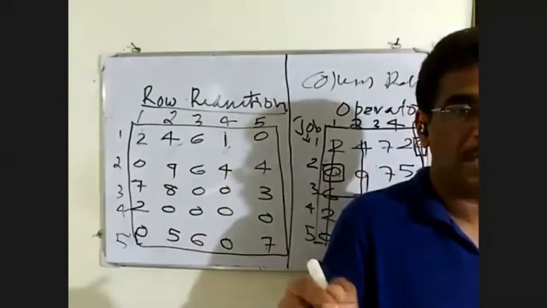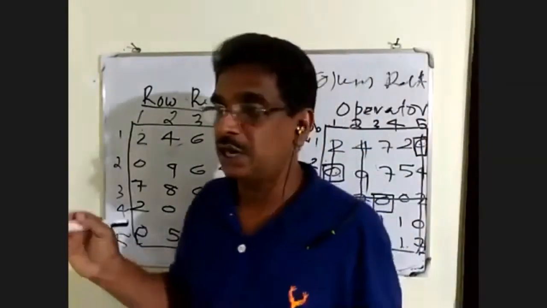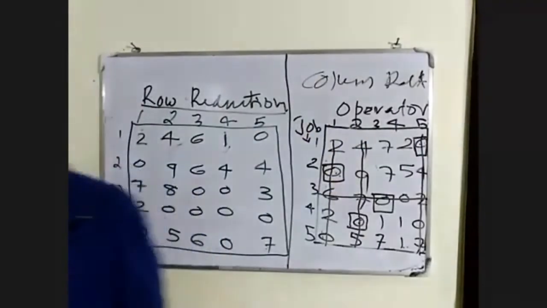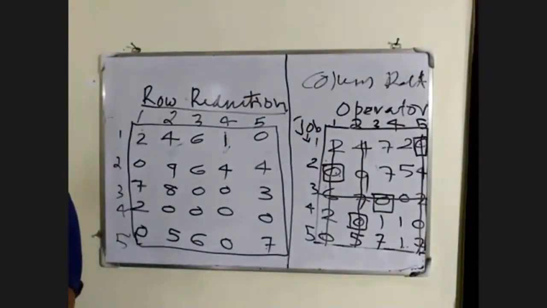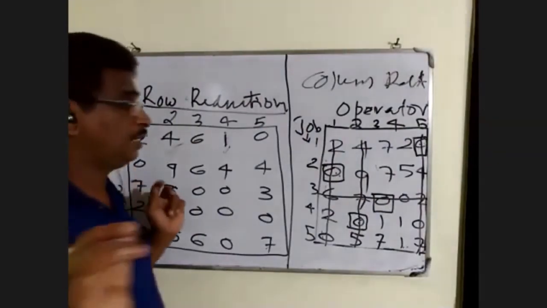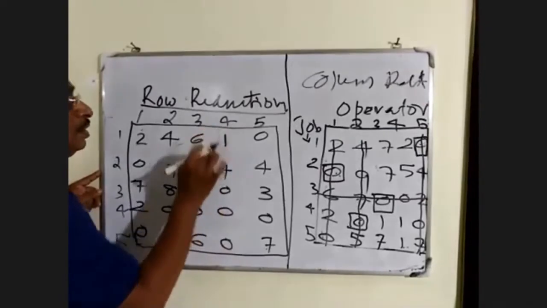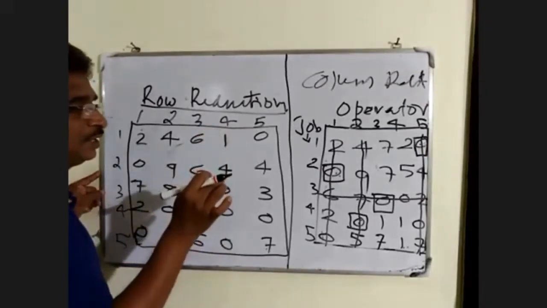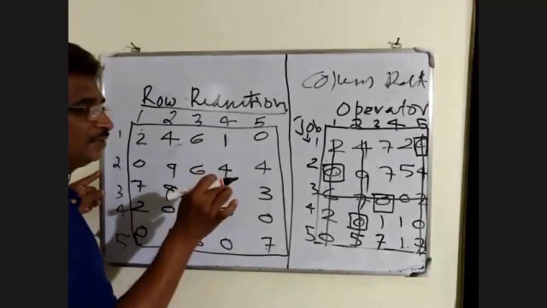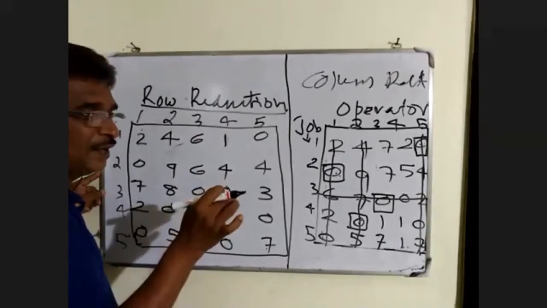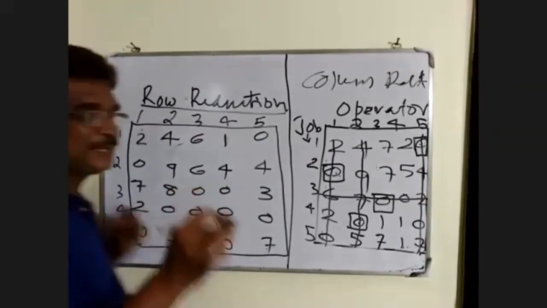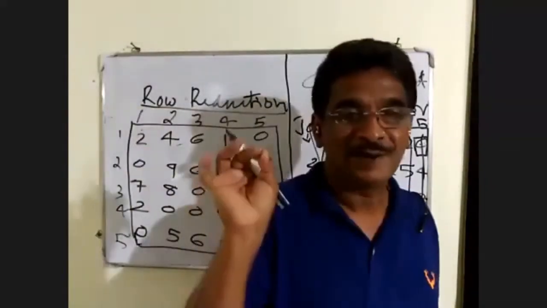Again do the row scanning. Okay, we try row scanning. What do you have to do in row scanning? What is row scanning? Anybody? Come on.